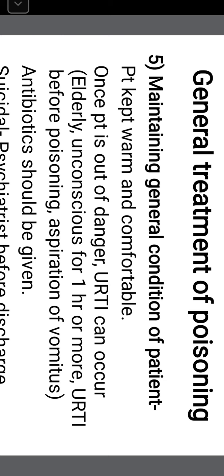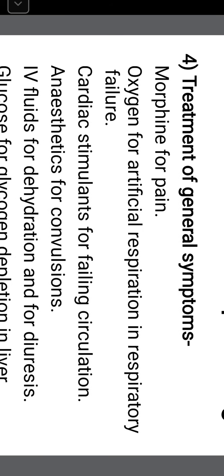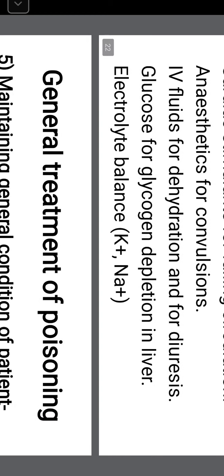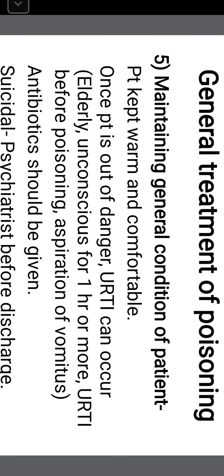So you will have to write in detail, I again repeat: removal of unabsorbed poison, removal of absorbed poison, use of antidotes, promoting the excretion of poison that we have seen, and then relieving the general symptoms, treatment of general symptoms like pain, shock, respiratory failure, cardiac failure, dehydration, they should be taken care of, and maintaining the general condition of the patient by giving him good psychiatric support and preventing or treating the respiratory infection or hospital acquired infection.